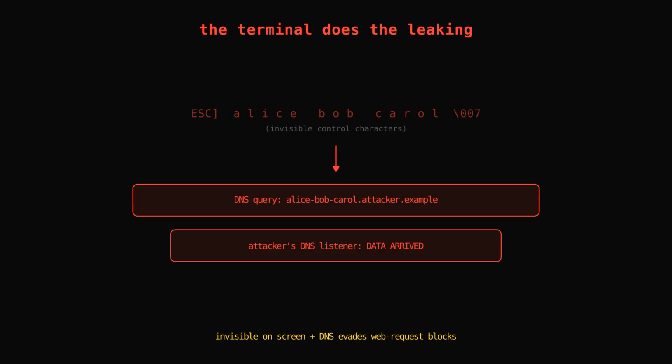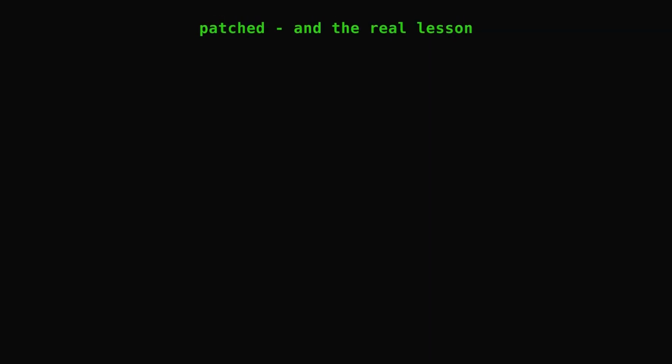And here's why it's so sneaky. Escape codes are invisible control characters, so nothing readable appears on screen. And DNS traffic is mundane. It sails out of networks that would block or log a normal web request. The AI never sent anything. The terminal did.